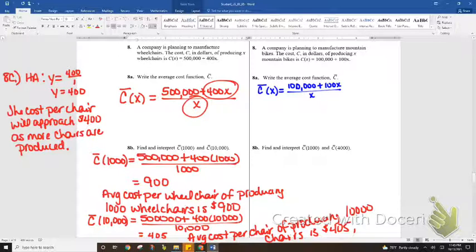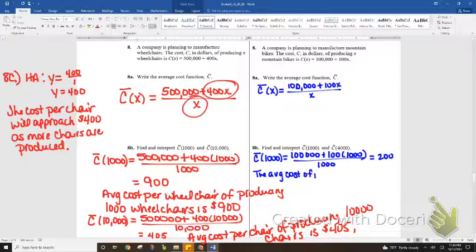8B wants us to find and interpret the average cost of 1,000 and the average cost of 4,000. So the average cost of 1,000 is going to be the 100,000 plus 100 times 1,000 all over 1,000. So we can put that in our calculator, and if I did that correct, I got 200. So the average cost of producing 1,000 bikes is $200 per bike.